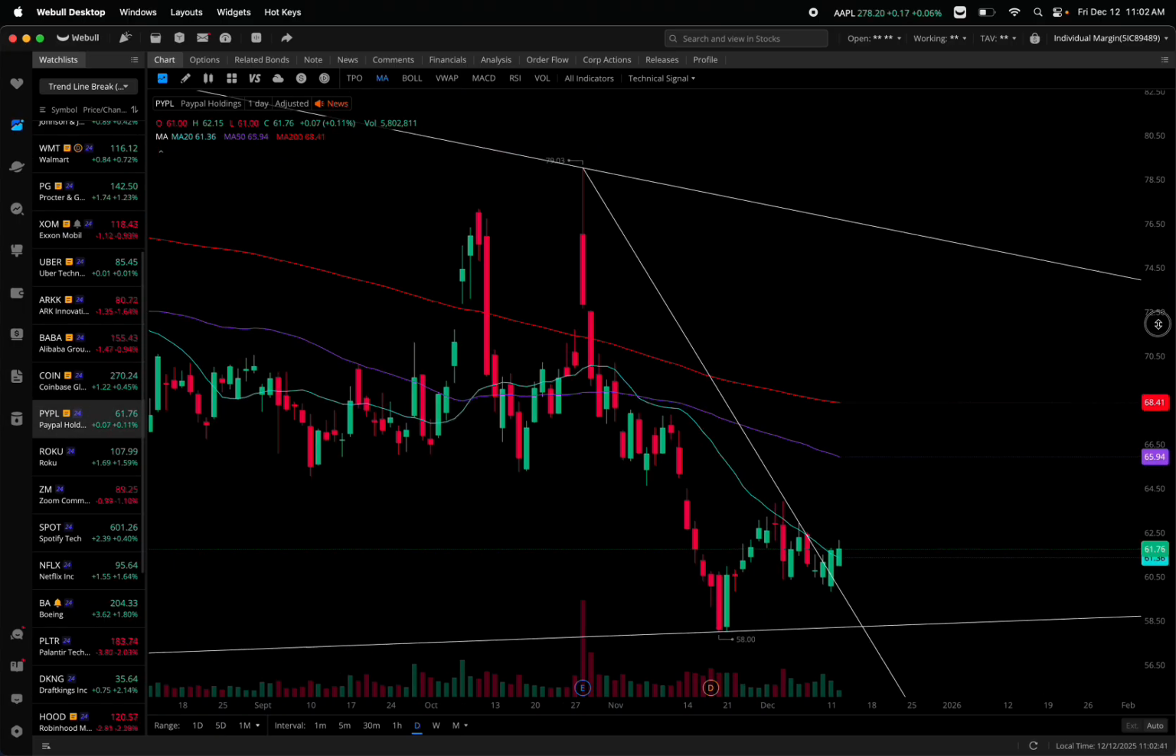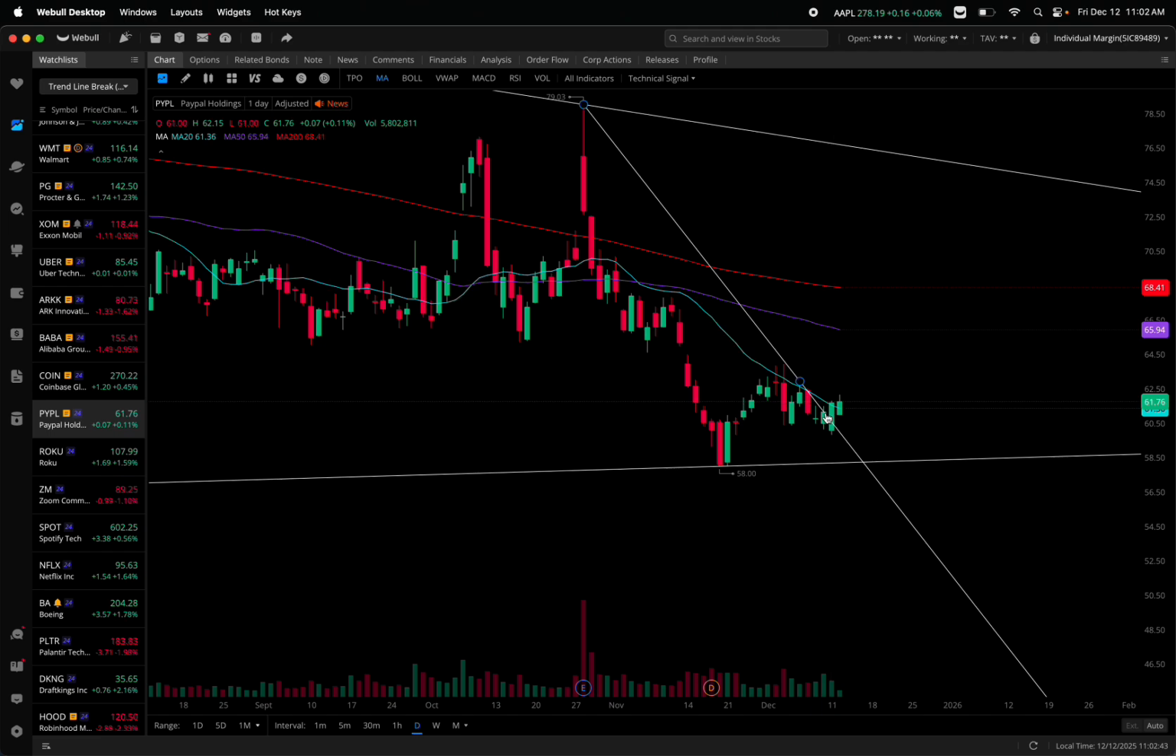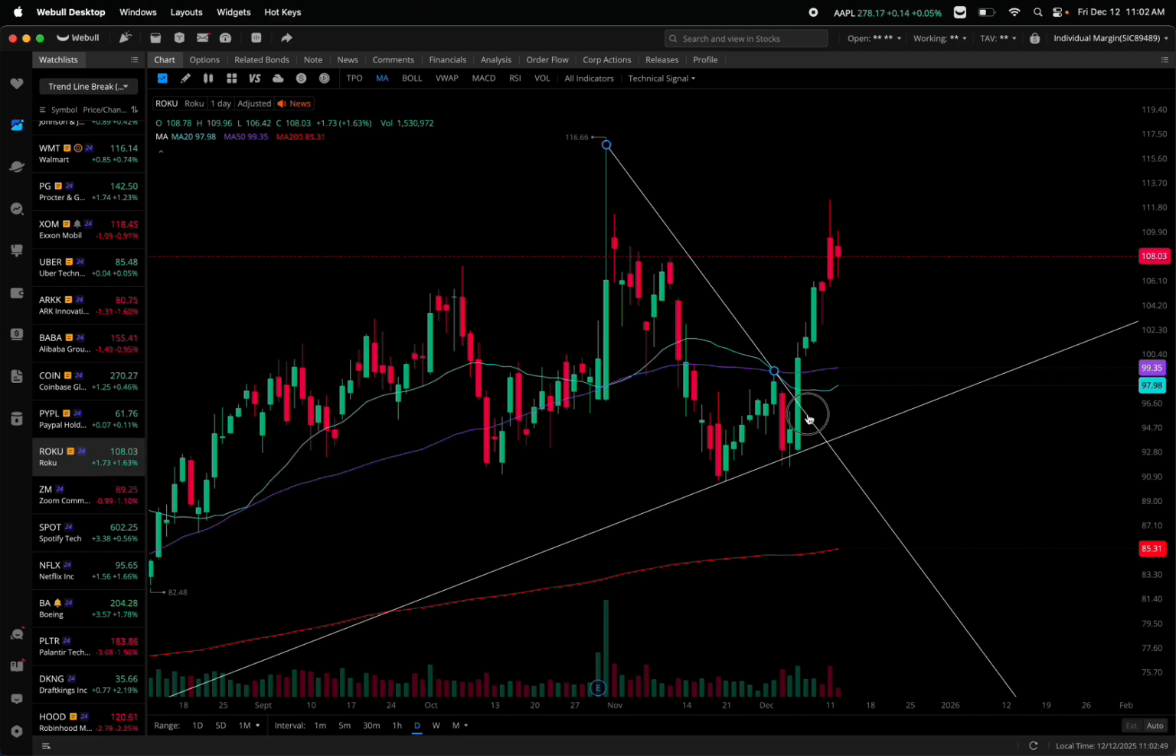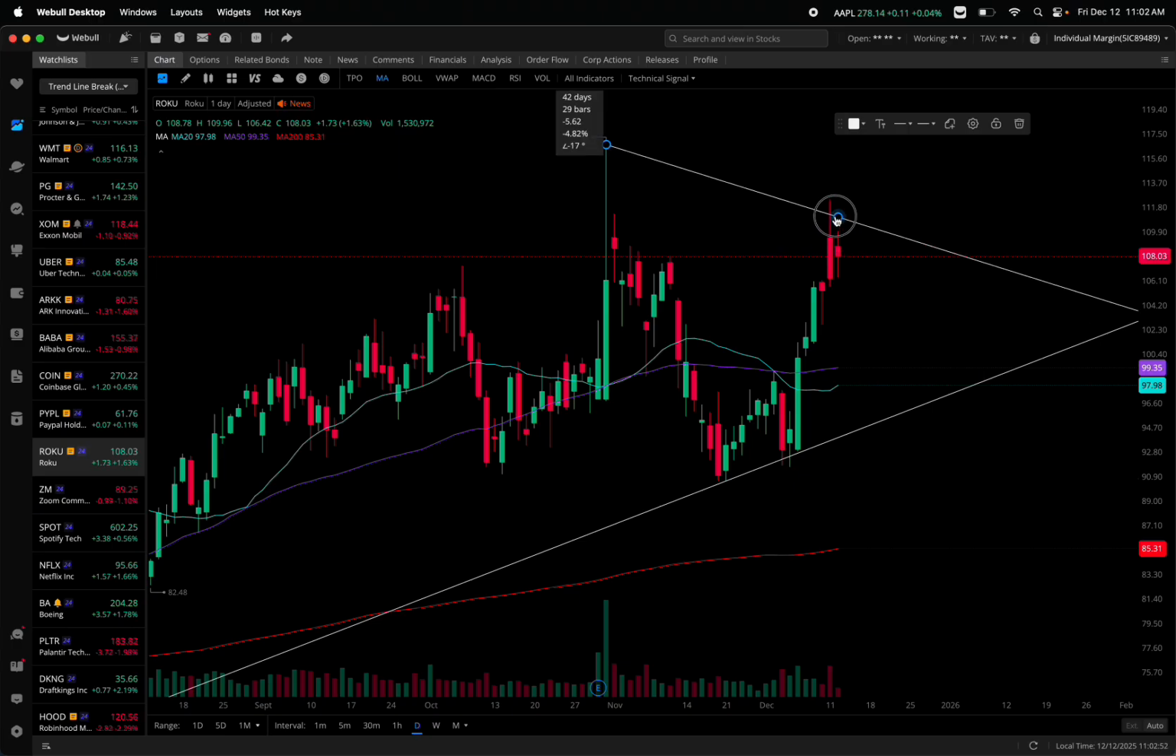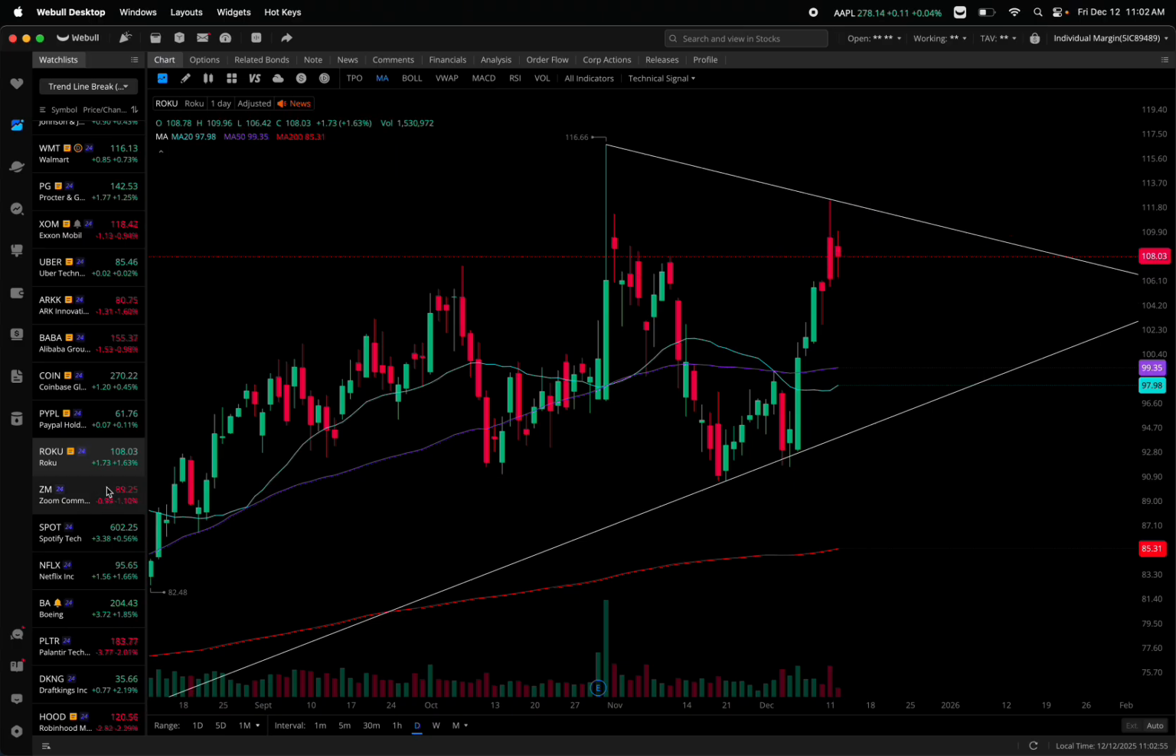Coin, nothing going on. PayPal, let's see. I mean, the moving averages aren't in your favor. Yeah, nothing going on for PayPal right here. Roku, nothing going on at all. Probably adjust this trend line. Again, these trend lines are a little bit outdated. Nothing going on with Roku.